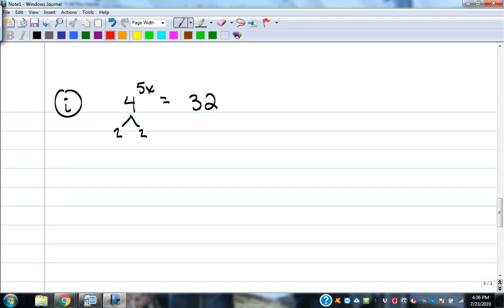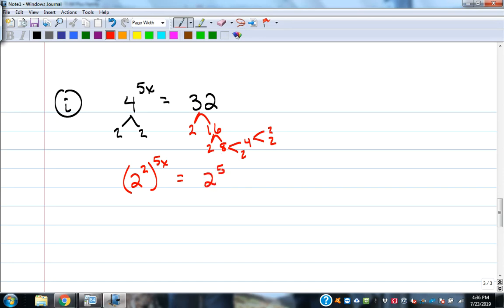So this is where those exponent rules are going to come back into play that we talked about last week. So we got 2 squared, and then that's to the 5x power. And on the right side, the 32, I know that that's 2 times 16, and then that's 2 times 8, and that's 2 times 4, and that's 2 times 2. So that's 1, 2, 3, 4, 5 2s, 2 to the 5th.